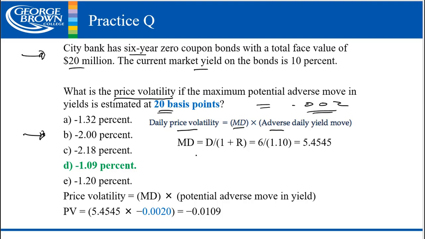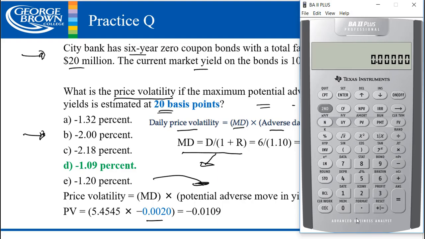So again, modified duration, this is from the previous question. This is why this is building up nicely. That equals D divided by 1 plus R. Well, we know the D, it's a zero coupon bond, so the duration equals the term, so it's 6 years. So the numerator is 6 divided by 1 plus R, which is the yield 10%, 1.1. So we saw that in the previous question, this is a carry forward. We did the calculation on the previous question. The modified duration is 5.4545. So all we're doing to calculate the price volatility is multiplying that by the basis points, negative 0.0020.